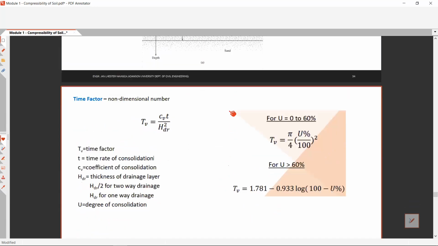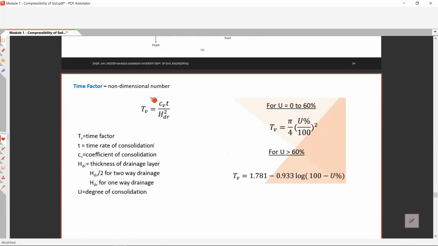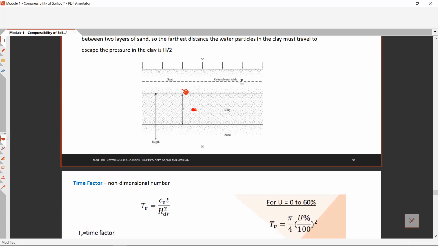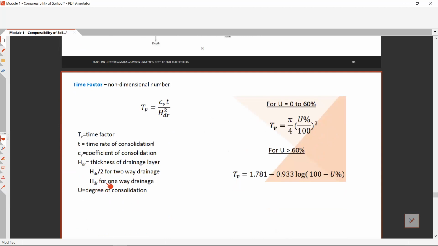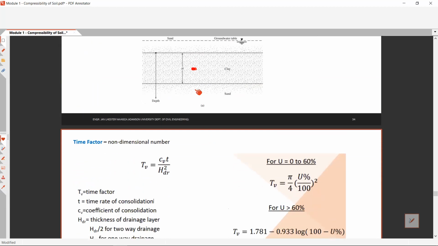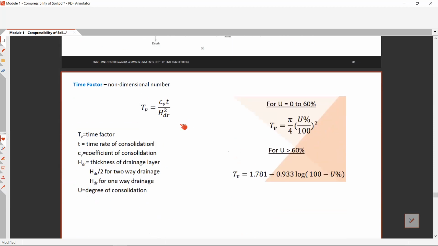So for the time factor, this is the non-dimensional number. T sub V, or the time factor, is equal to C sub V, the coefficient of consolidation, times t, all over H sub DR, the thickness of the drainage layer. So H over 2 for two-way drainage. So may drainage sa taas, may drainage sa baba. Pupunta yung soil sa taas, pupunta yung soil sa baba. And H for one-way drainage, or isa lang yung permeable layer.